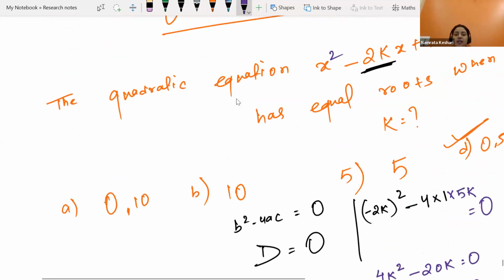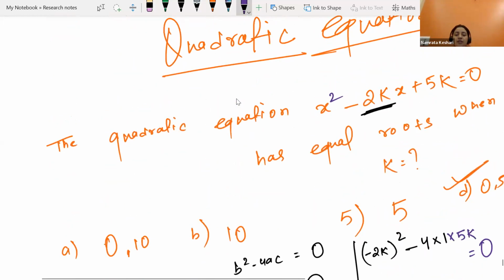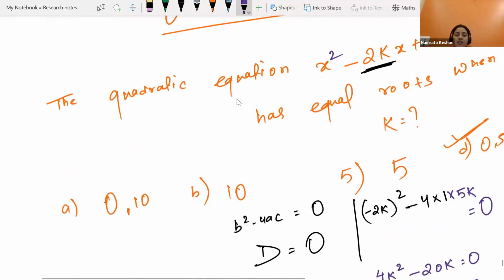Anyone having any confusion over here how to solve it? Have you understood the process, Abdul? Adyan, yes. Are you doing it? Have you understood how we are doing it? Yes, ma'am, I got the correct answer. Okay. You have already got the correct answer. Okay. Discriminant. Just a second.